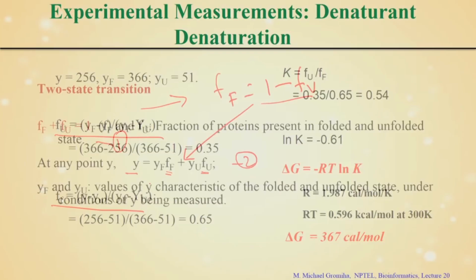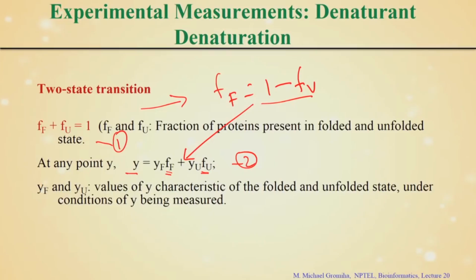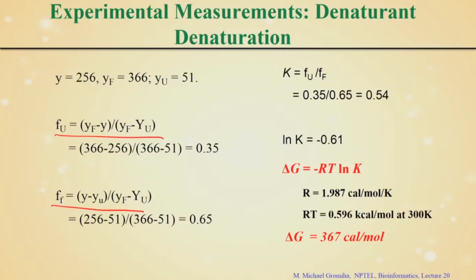If you take this number, ff equals 1 minus fu. So, here y equals yf into 1 minus fu plus yu into fu. Then you combine the fu and ff terms, and you solve this equation, and you will get fu as this equation.